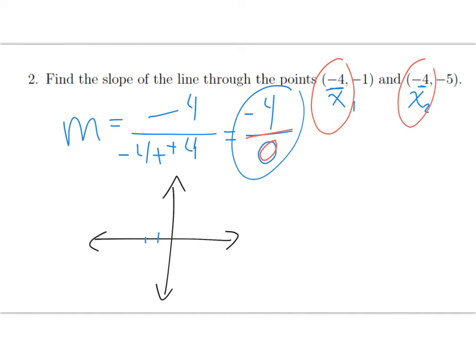Just make a quick little sketch. -4, -1. And -4, 1, 2, 3, 4, 5. Here are our 2 points. We have a line going through them. Okay, so this is a vertical line. Do you see how this is the x-axis and it's following that -4 hash mark? This is a vertical line.